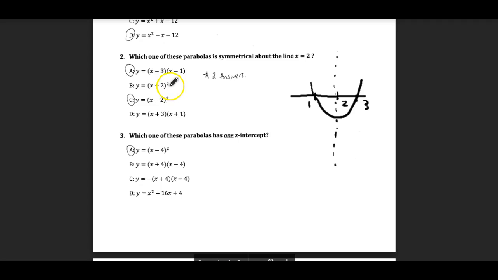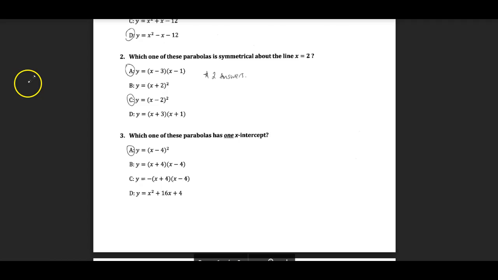Looking at B, your value of h is -2, so this is symmetrical around the line x equals -2. For C, h is +2, so you also have it symmetrical for this equation as well. And then D, let's just draw that. So you have now an x-intercept at -3 and -1. So your halfway point is -2. So this one is symmetrical around -2. It looks something like that. So there's two answers for that one.